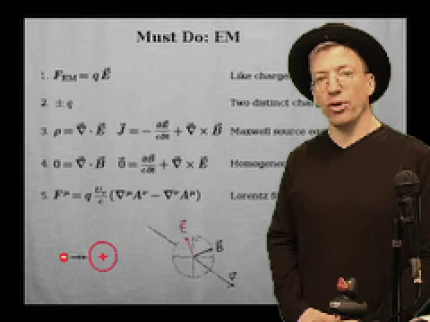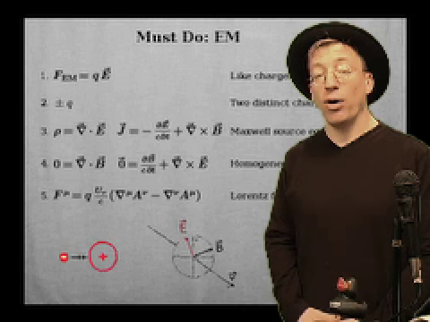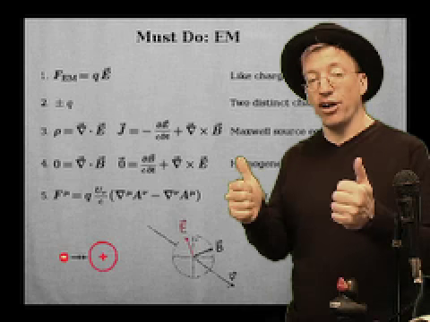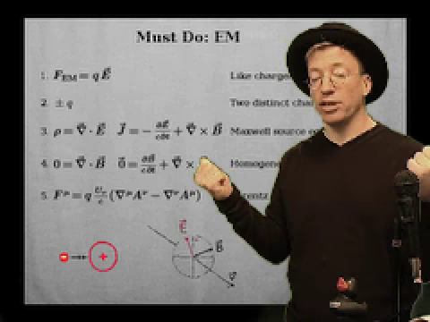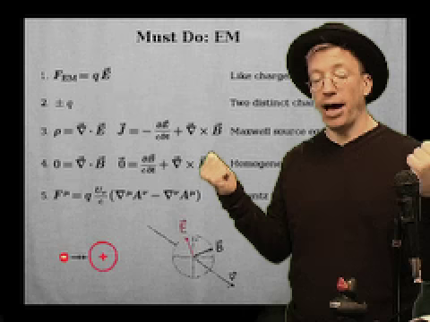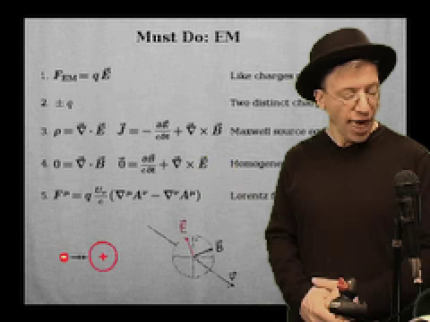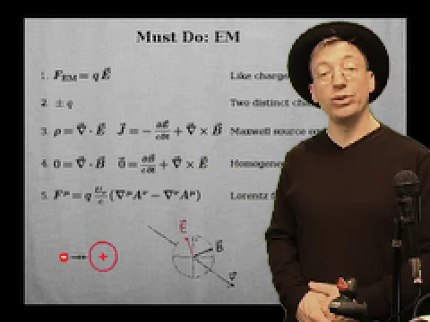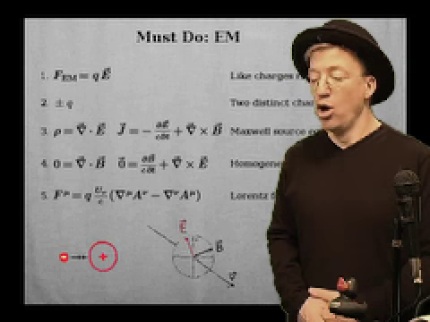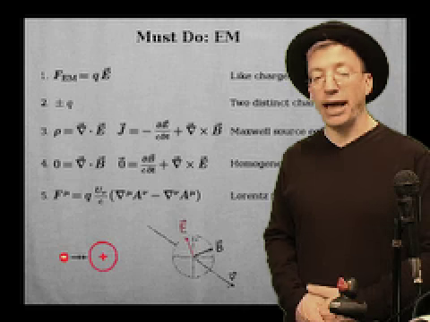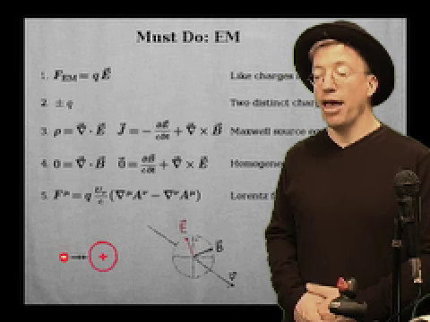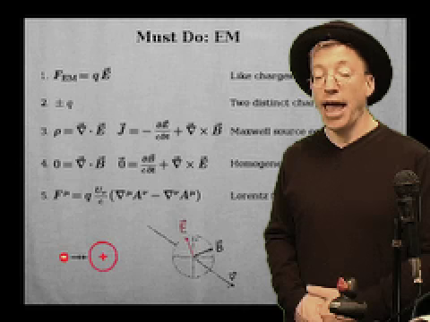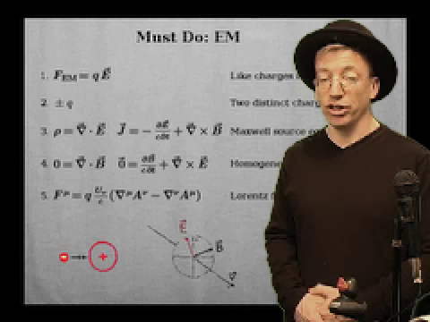What do we have to do for electromagnetism? Well, this time, when we have the same charges, they repel. We can do that with a force equation where we've got a positive sign in there. Then we must show that there are two distinct charges. We must get all four Maxwell equations, those that are the source equations and those that are the homogeneous equations. And we need to get the Lorentz force law.